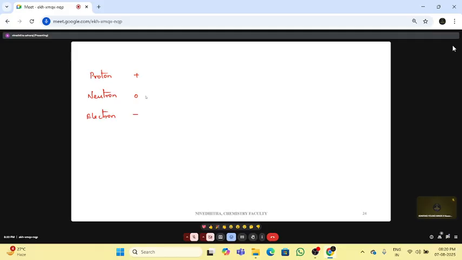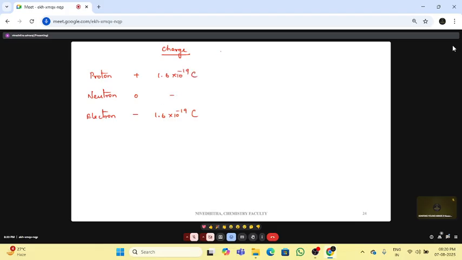What is the charge of electron? It is negative, but there is some quantity for that charge. It is easy. 1.6 into 10 power minus 19. What is the unit of charge? Unit of charge is Coulomb, capital C. So the charge of electron is minus 1.6 into 10 power minus 19, and for proton it is again plus 1.6 into 10 power minus 19. Okay, and there is no charge for neutron.